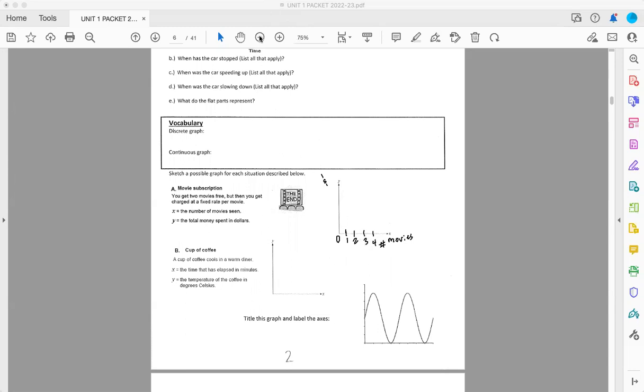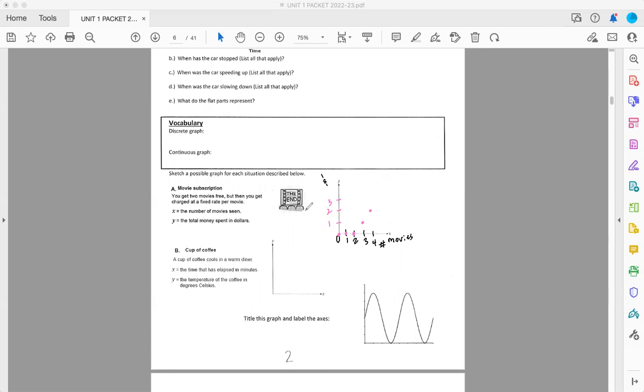So basically, if we're getting the first 2 movies free, that means for 0 movies, you're paying $0. For 1 movie, you're paying $0. For 2 movies, you're paying $0. And then let's assume that you're paying $1 per movie after that. So at 3 movies, you're going to pay $1 only. At 4 movies, you're going to pay $2, and so on. So the point of this is to show you that this is an example of a discrete graph.